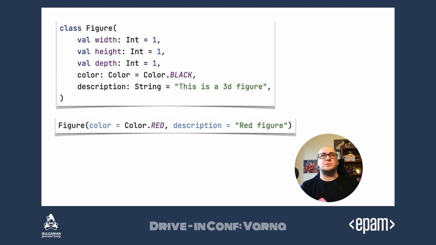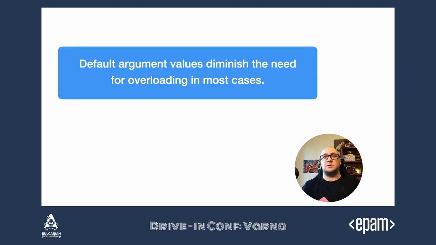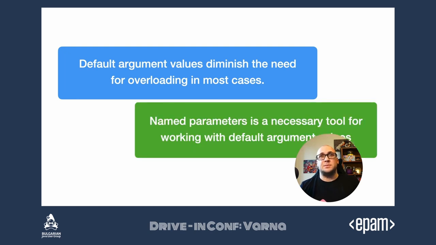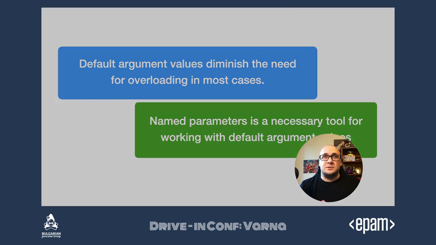And it makes your code readable even if you don't use the IDE, because if you are doing code reviews, for instance, it would be much easier to understand which parameter you are actually passing into the function. So the outcome of this is that the default arguments diminish the need for overloading functions or constructors. And the named parameters are a good addition for using this feature.